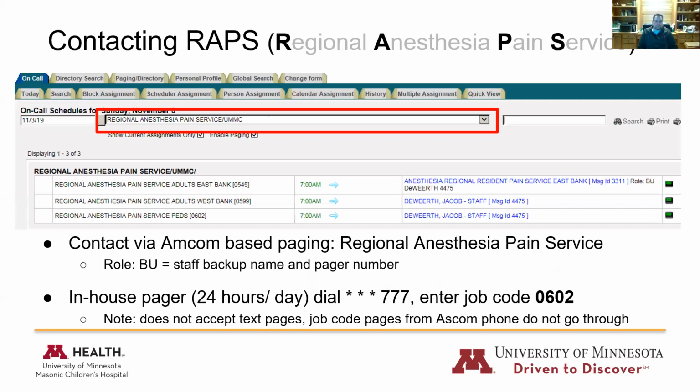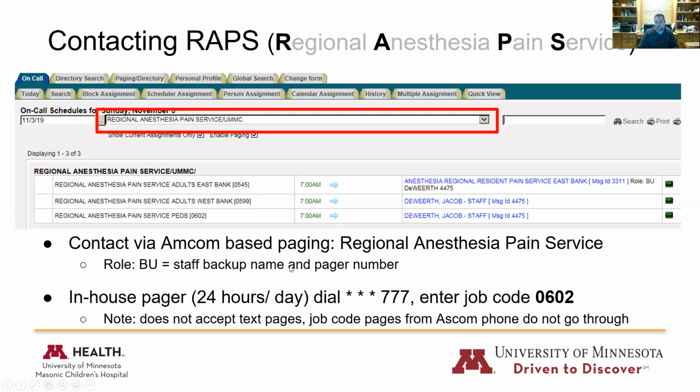All right, how do you get a hold of us? The easiest way to get a hold of REPS is to contact them via paging. Under regional anesthesia pain service, you will find providers, and that also includes, if you look here at the third line, the regional anesthesia pain service. This is just another provider in our department, and this was just a random choice from 2019. So there are more options, but this is basically the easiest way.